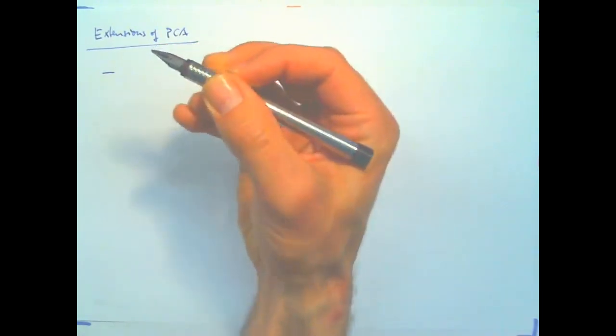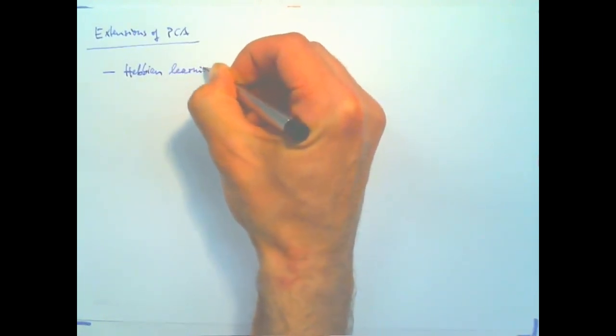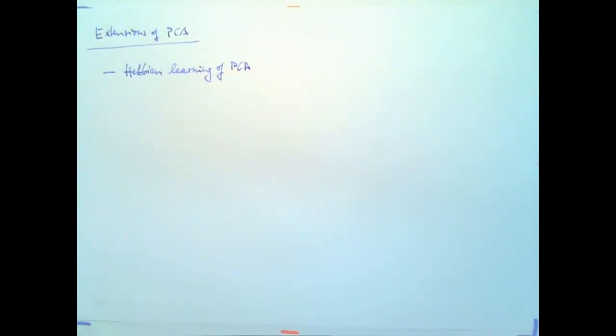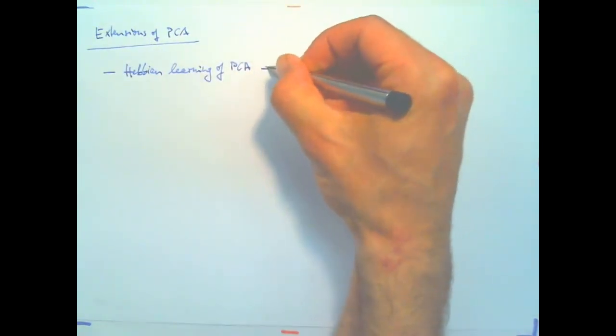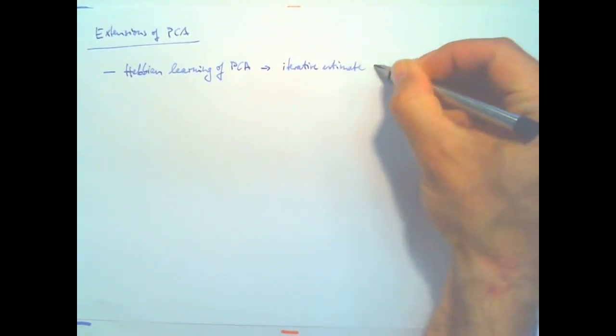Which I'm not going to do in formulas, but just in words. We will see some of them in formulas later on. There is, on the one hand, Hebbian learning of PCA. PCA was also reinvented or described by the neural network people, and we will discuss this algorithm when we talk about neural networks, which will be quite soon. And this gives an iterative estimate of only the first principal components.